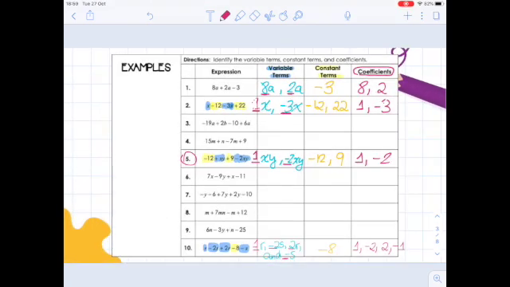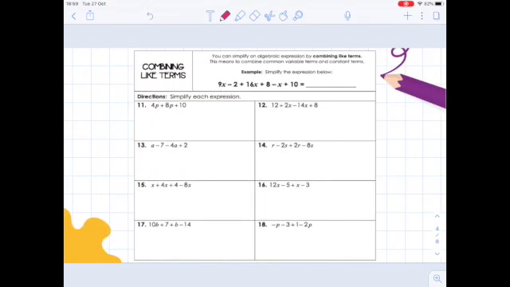So this first part was just identifying different terms of an expression. Now we're going to start simplifying the expression, and we do that by combining like terms.